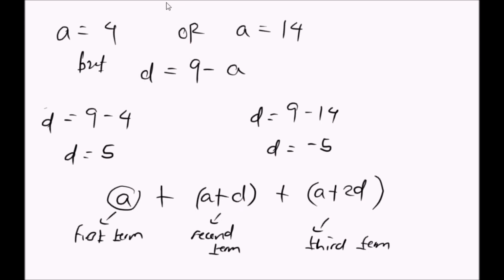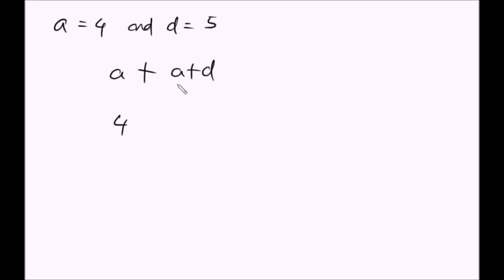So for a is 4 and d is 5. A is equal to 4 and d is equal to what? 5. The first term will be 4. The second term means a plus d, this is 4 plus 5, which is 9. Then the next is a plus 2d, which means 5 times 2 is 10 plus 4 is 14.